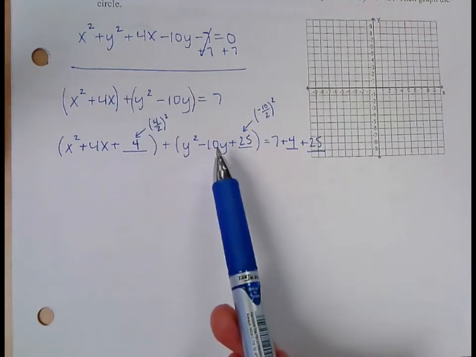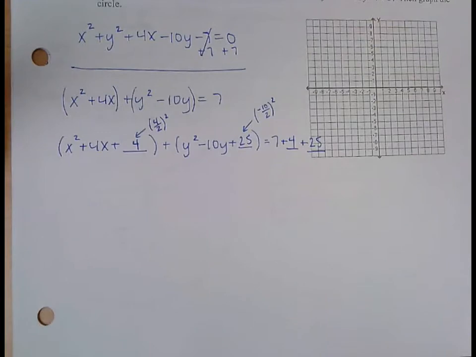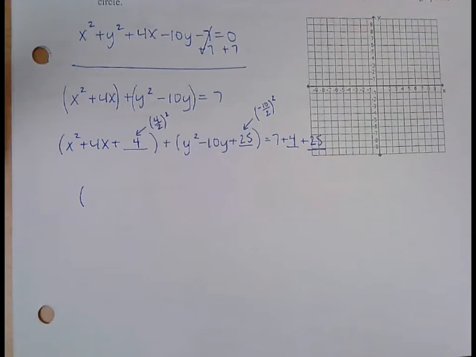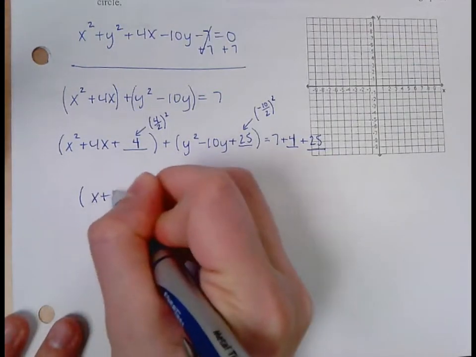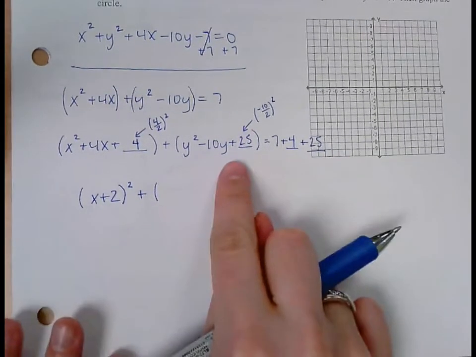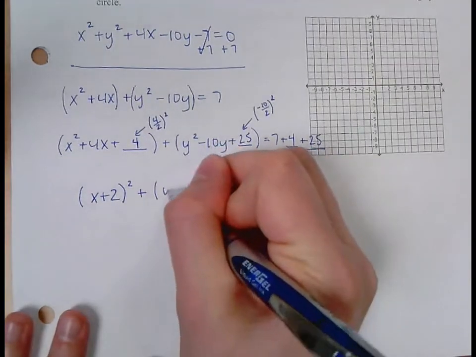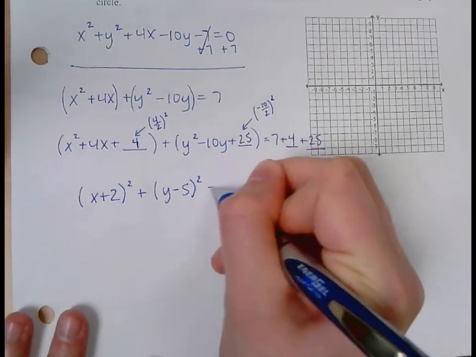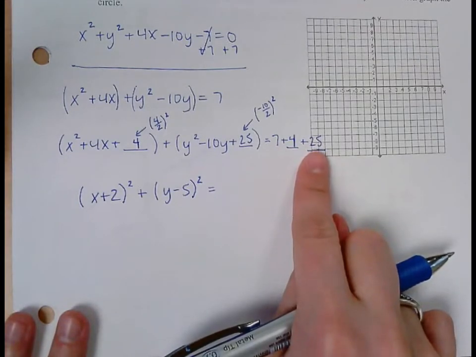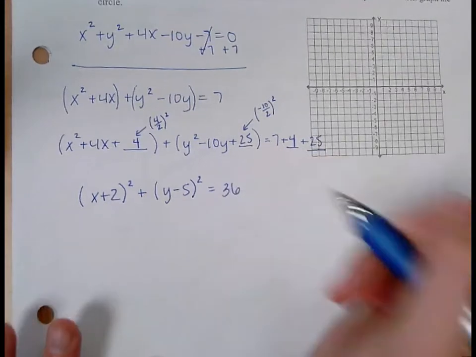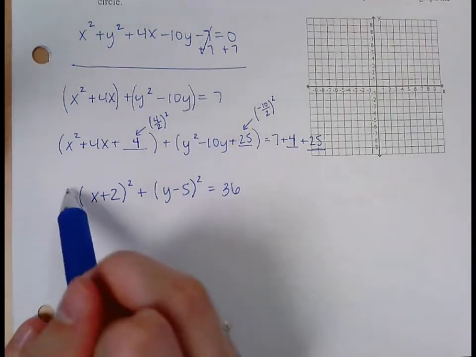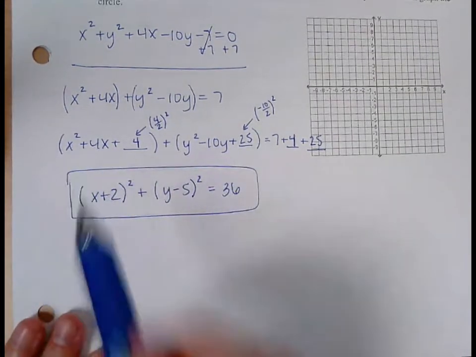And then I would factor both of these, and they both should be a quantity squared. So x squared plus 4x plus 4 is going to be what quantity squared? X plus 2 quantity squared. And then plus, what about for the y squared minus 10y plus 25? Yep, y minus 5 quantity squared equals, and then I just add 7 plus 4 plus 25. So that's 11 plus 25, that's 36. That's the equation of my circle. Okay, this is the standard form.